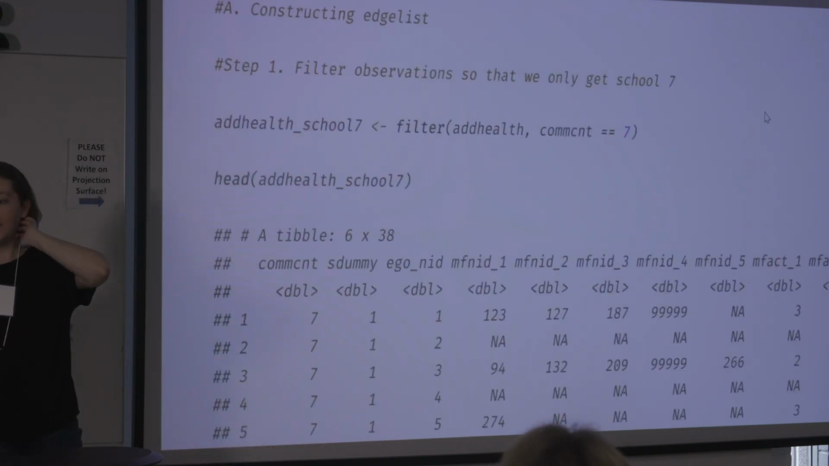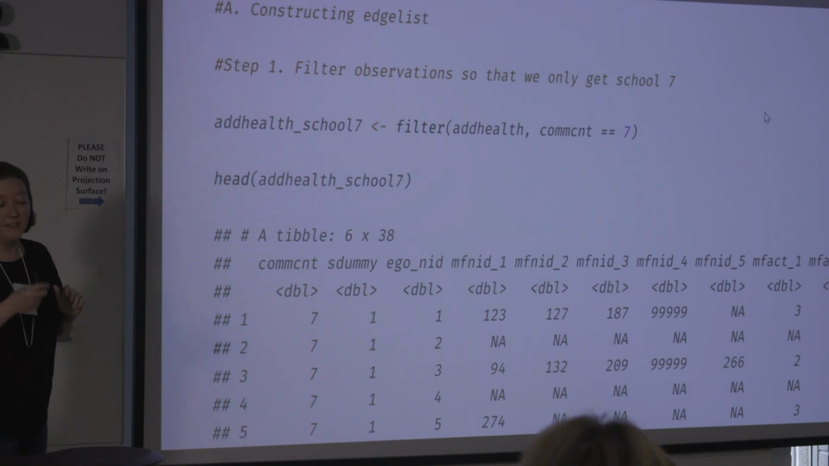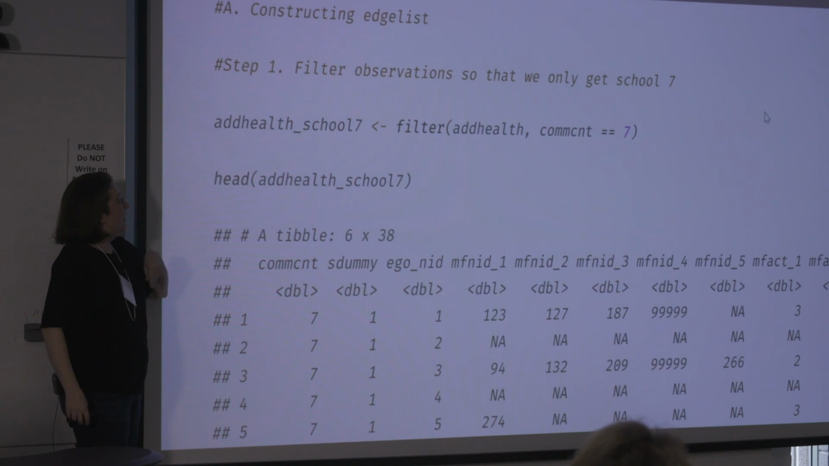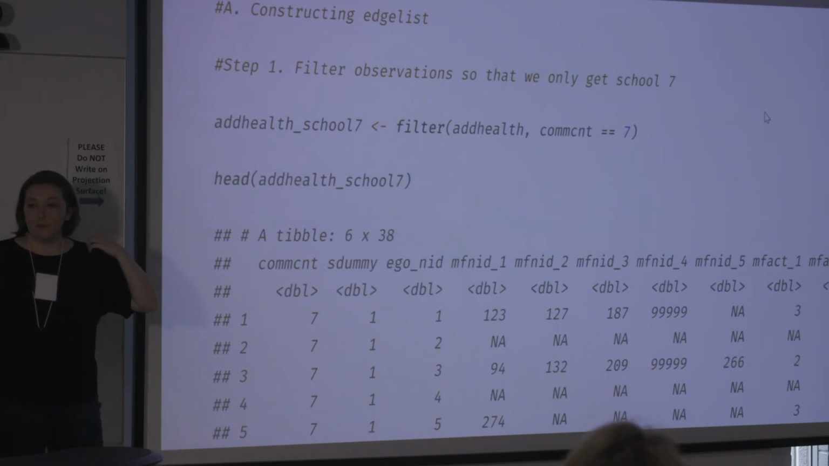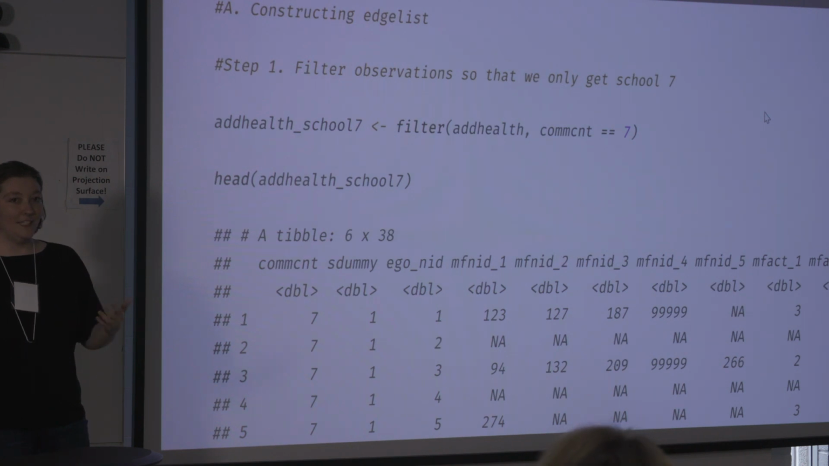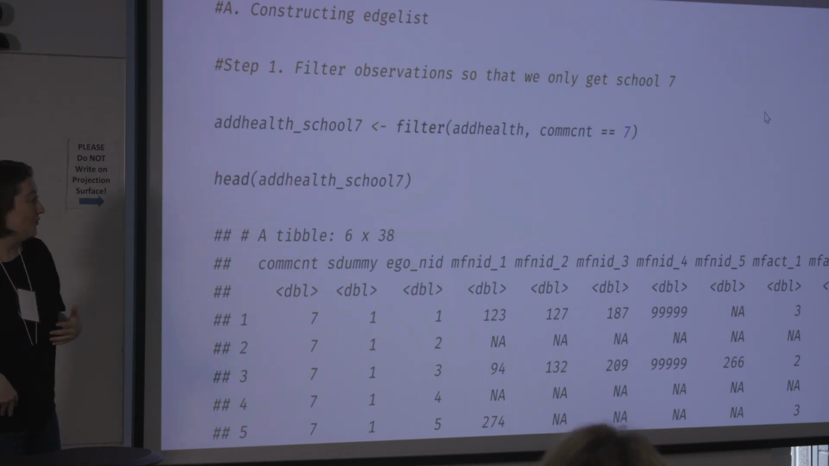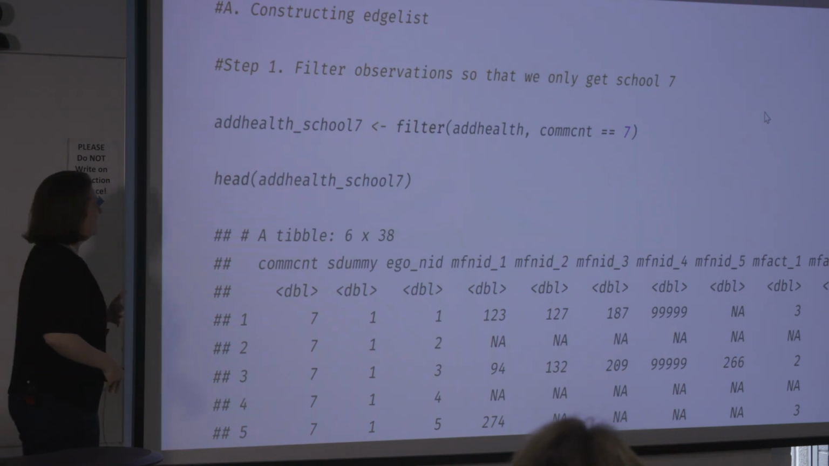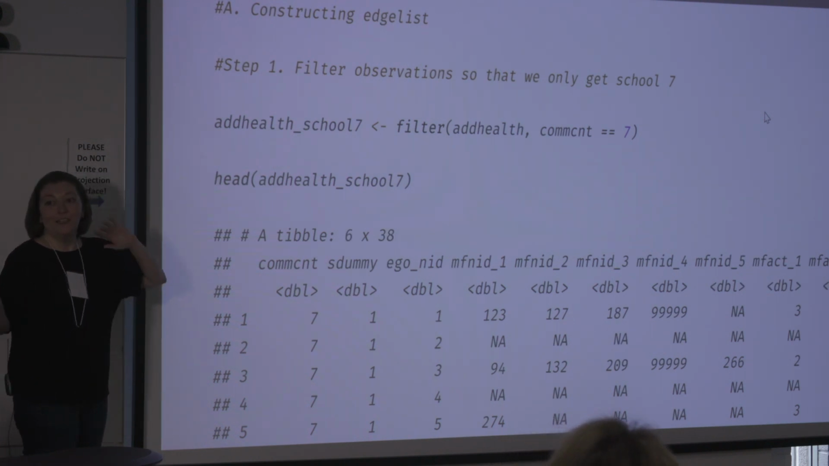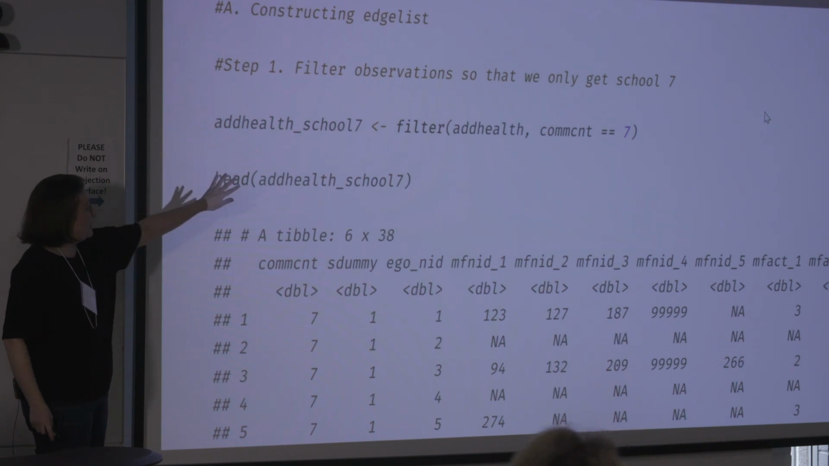Okay, so constructing our edge list. The first thing I'm going to do is create a new little object that's just AdHealth School 7. Something I also should be better at, and we should all do, is making sure you don't rewrite over your object names, because then you just end up having to rerun the entire code all over again. And as much as I say to do that, I also don't listen to my own advice most of the time, and then I regret it. So creating a new object just for School 7.